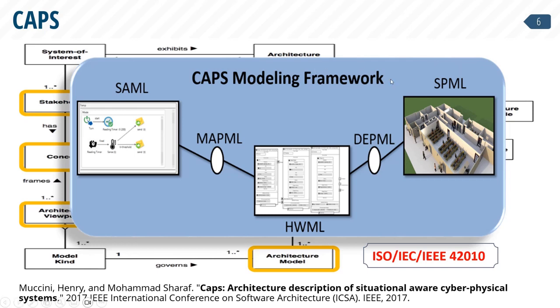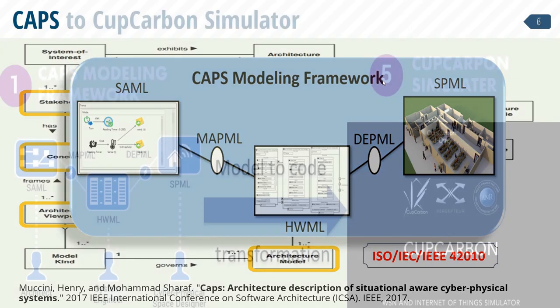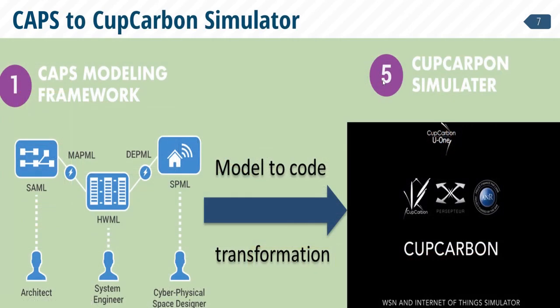To analyze the architecture, we use model to code transformation, which takes the model from the CAPS framework, then transforms it to a runnable CupCarbon simulation project. CupCarbon is an Internet of Things simulator that allows you to design, visualize, and analyze the behavior of these networks in a virtual environment.